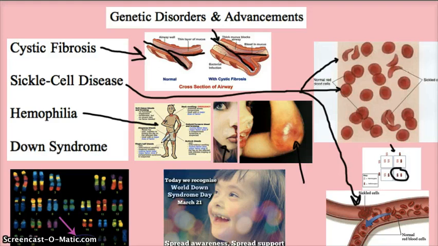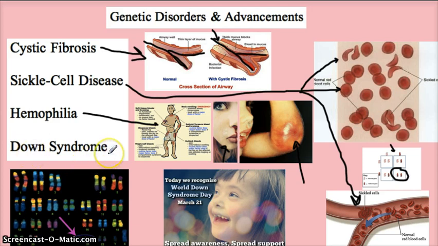Now, hemophilia is from a recessive allele on the X chromosome. Yes, the X chromosome. So that makes it a sex-linked disorder. The females are XX. They carry this, but it is the males that are far more frequently having hemophilia.